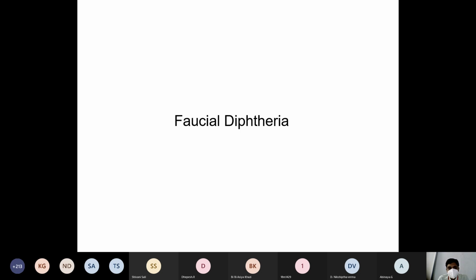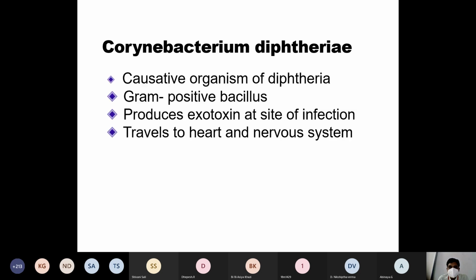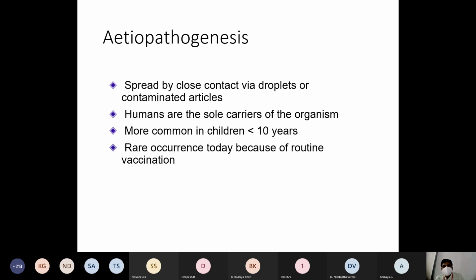One condition you should be aware of as Indian medical graduates is faucial diphtheria. Fauces means throat. So faucial diphtheria is an infection of the throat which is caused by Corynebacterium diphtheriae, which is a gram-positive bacillus producing exotoxin causing systemic complications of the cardiac and nervous system. It is spread via close contact or droplets, and humans are the sole carriers. It is more common in children, but it is rare today because of routine vaccination against diphtheria toxoid, which prevents the systemic complications.